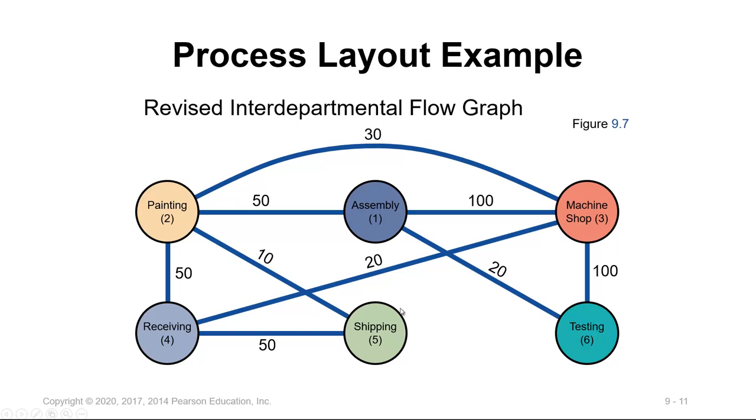Let's rearrange the building layout to place the departments with higher load movement beside each other. We will recalculate based on the design where we moved assembly from this location to this location. Now we can see that 1 and 3 are adjacent to each other, 1 and 2 are still adjacent to each other, and we also made 1 and 6 adjacent to each other.